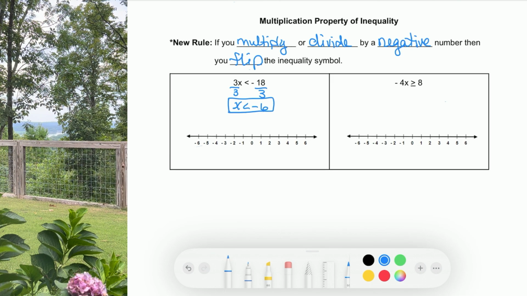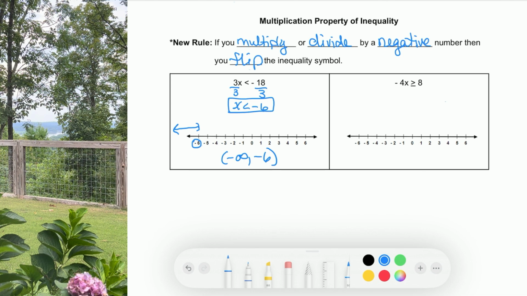Let's go ahead and graph that. So -6 is right here. Our values of x must be less than that, not including -6, but less than. So it's a parentheses, and then our arrow going towards the left. Our interval notation is going to be -infinity, comma, -6, parentheses.